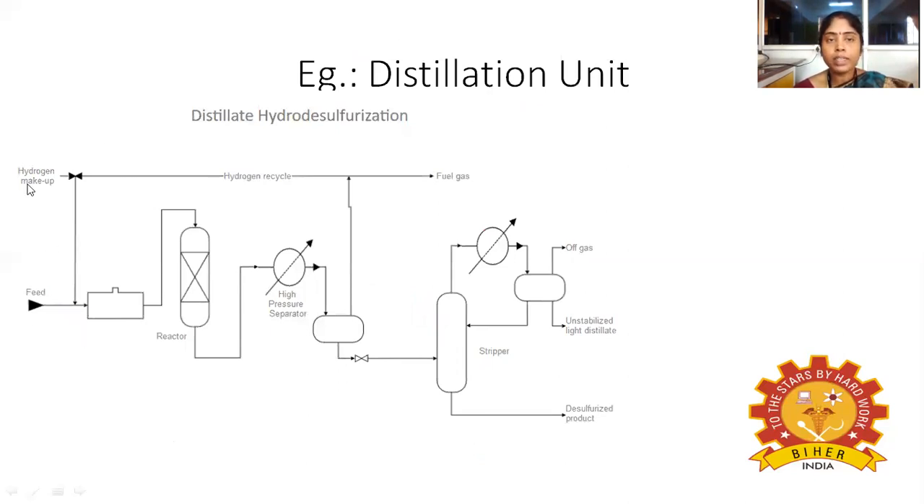The next example we'll see is the distillation unit. When we talk about the distillation unit, this is the feed we are going to give, and we give this feed to the reactor through the feed tank. And this reactor will have a high pressure separator. Then it will be taken to the next stripper, which can be represented by this symbol, for your desulfurized product in the distillation process.